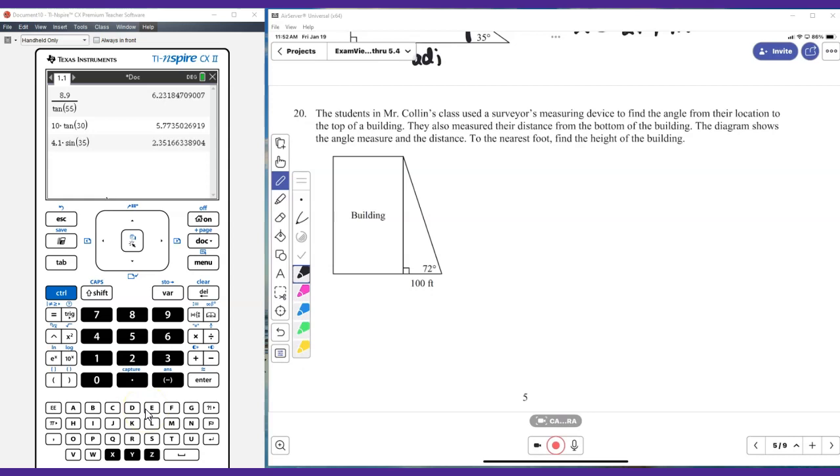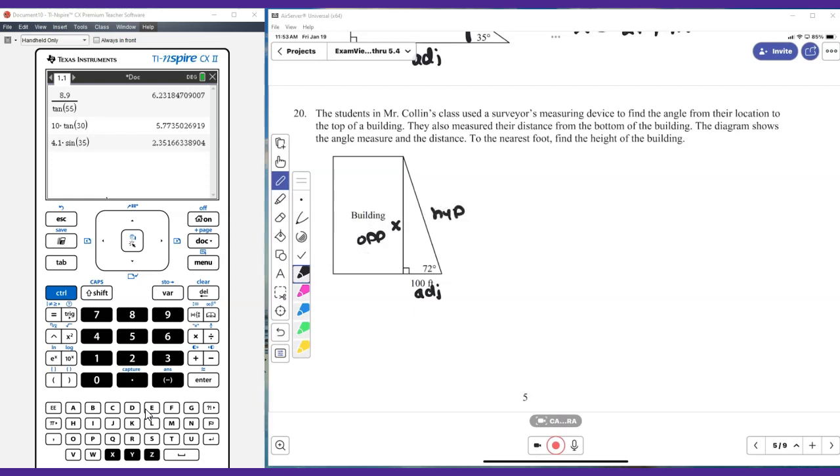The students in Mr. Collins' class use a surveyor's measuring device to find the angle from their location to the top of the building. They also measure the distance. The diagram shows the angle measure and the distance to the nearest foot. Find the height, so we're looking for the height of the building. This is adjacent, this is opposite, and this is your hypotenuse.